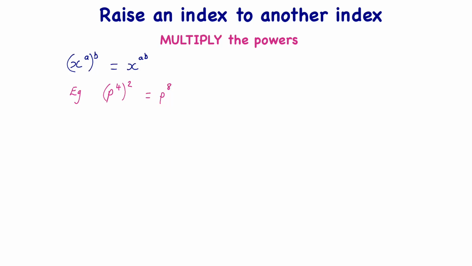Now if we were to look at the proof of that, you have p times p times p times p, which is p to the power of 4, and then you square that, so you're going to multiply it by itself. So there's your p to the power of 4 times p to the power of 4, and you can see all together we have 8 p's, so that's p multiplied by itself 8 times, so that means it is p to the power of 8.